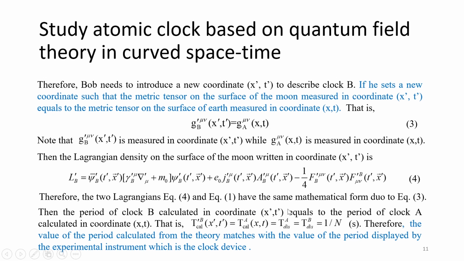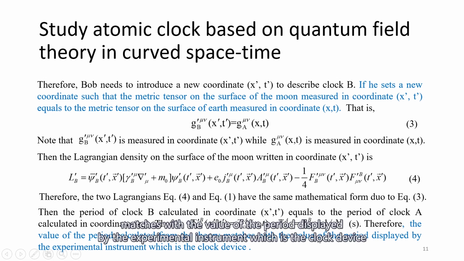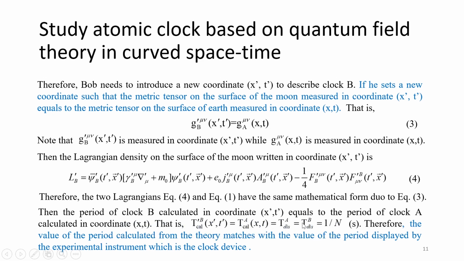Therefore, the value of the period calculated from the theory, this is the value calculated from the theory, matches the value of the period displayed by the experimental instrument, which is the clock device. So this is the value displayed by a clock, and this is the value calculated from theory. Now they match.